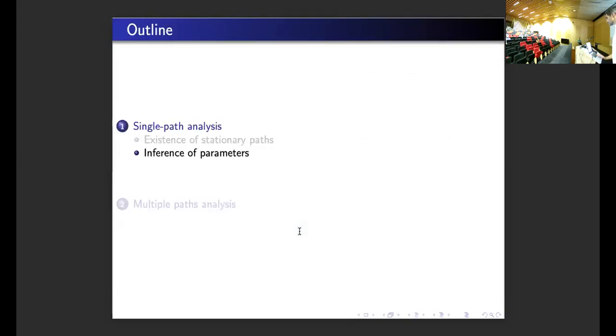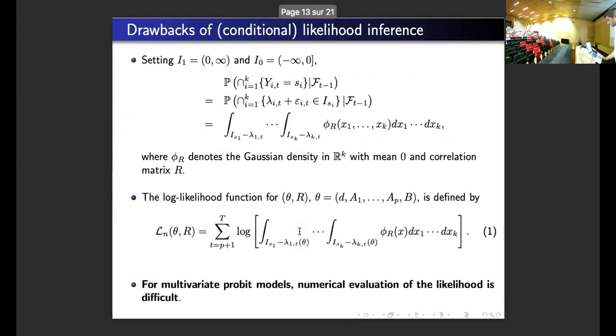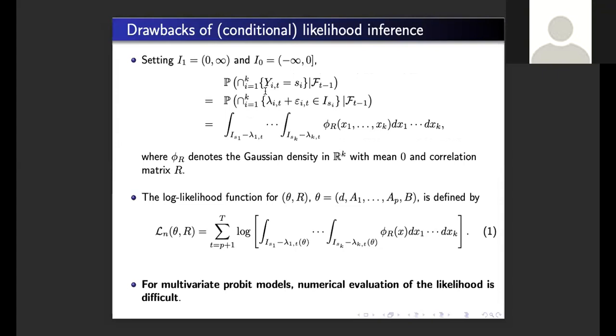Now let's discuss the inference of the parameters. It's a bit tricky. If you remember the talk of Julien Chiquet yesterday, it was a bit the same problem. When you take this kind of multivariate discrete distribution, you have a problem of likelihood expression, which is quite complex, with several multiple integrals that you have to compute. It is the case also here.